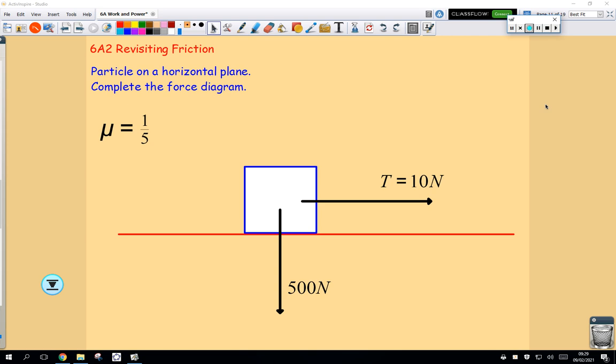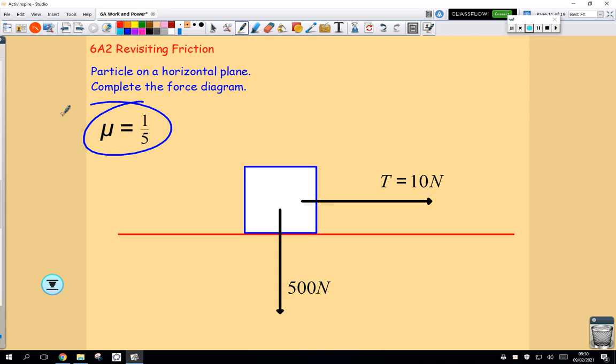So here I have a particle on a horizontal plane, and what I want to do is complete the force diagram. I've got a tension force here pulling to the right of 10 newtons. I've got a weight force here pulling down of 500 newtons. So the weight of the object is 500 newtons, and the question is, complete the force diagram. So I have to think about the other forces that are involved.